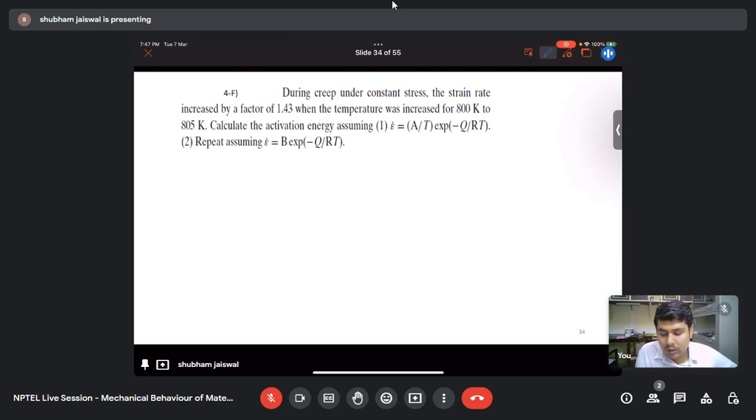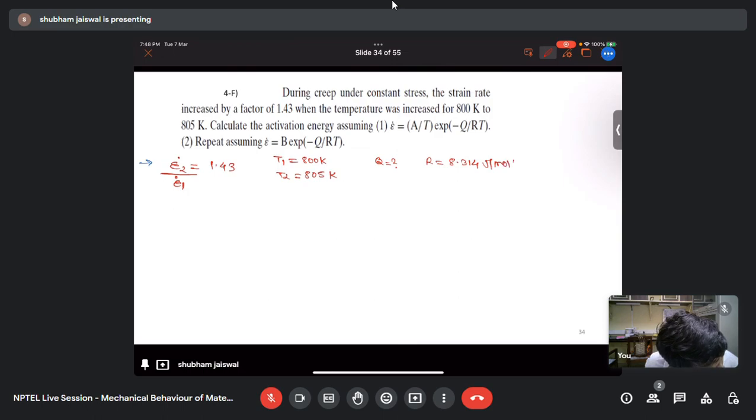Okay, let's. So first we'll write what has been given. During the creep under constant stress, the strain rate increased by a factor of 1.43, so epsilon 2 dot is 1.43 times greater than epsilon 1 dot, and the temperature was increased from T1 equal to 800 Kelvin to T2 equal to 805 Kelvin. They are asking us to find the value of Q, and R is 8.314 joule per mole Kelvin.